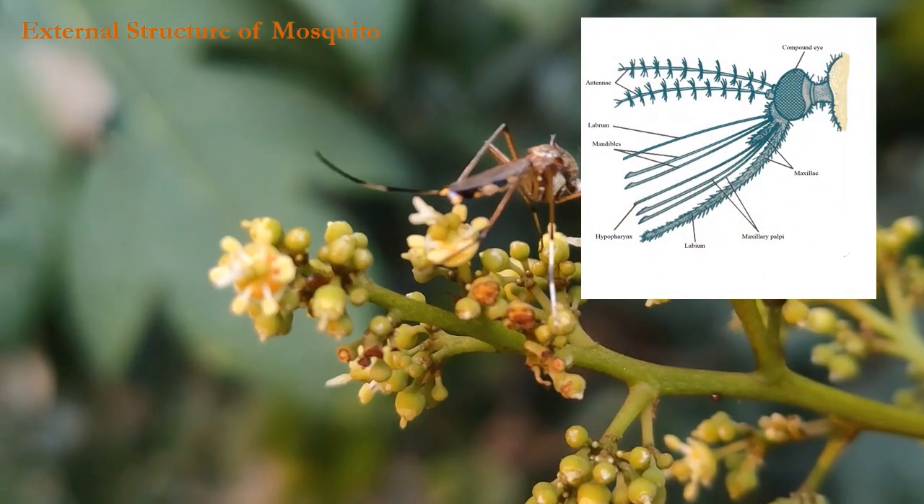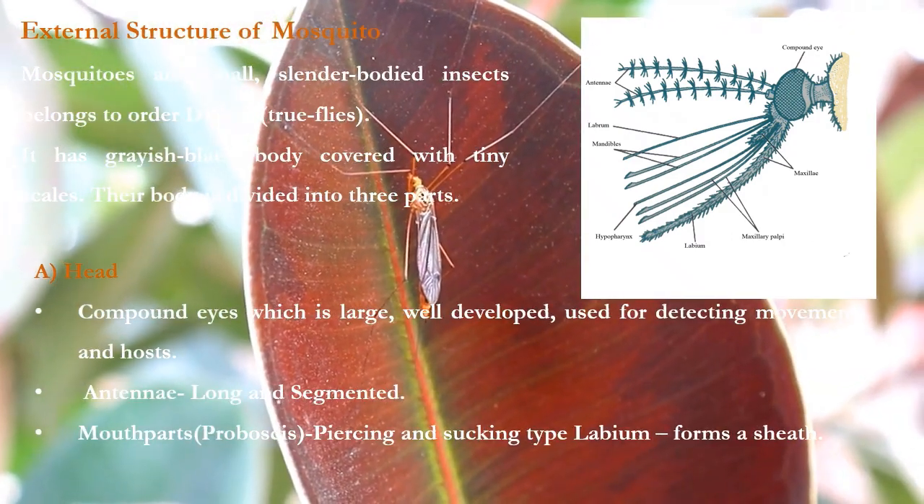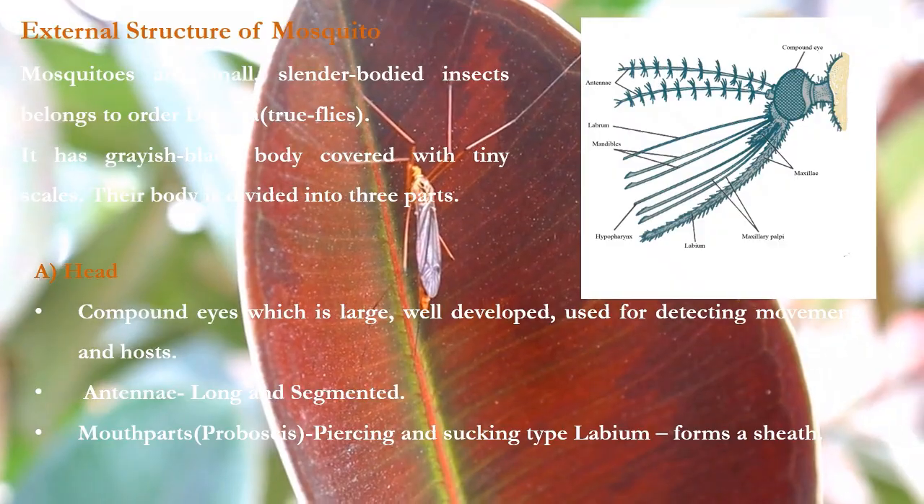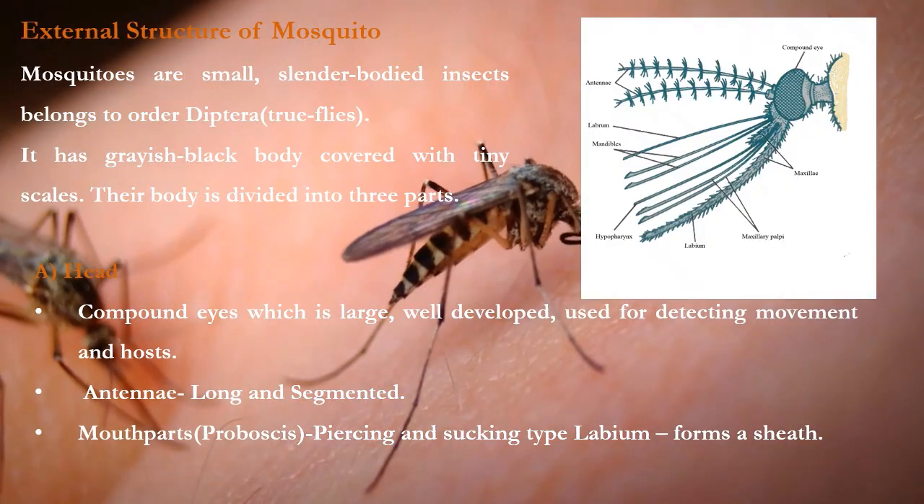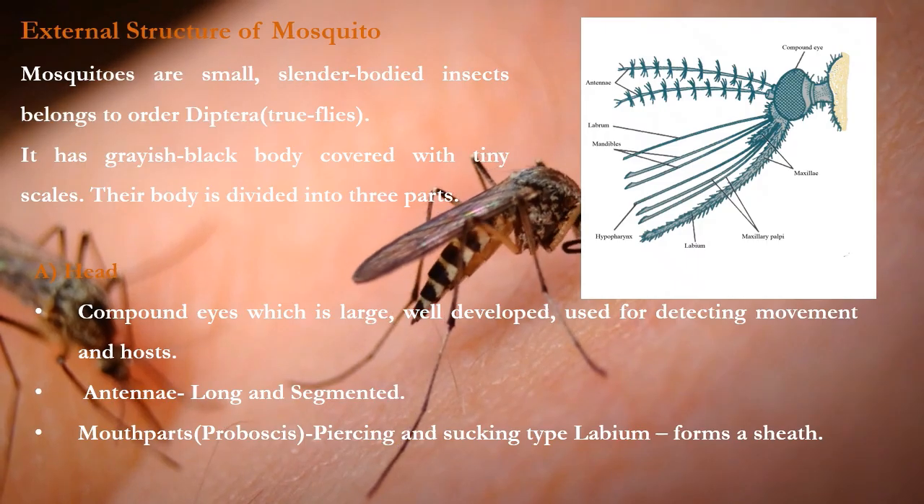External structure of mosquito. Mosquitoes are small, slender-bodied insects belonging to order Diptera, which is also known as true flies. It has a grayish-black body covered with tiny scales. Their body is divided into three parts.